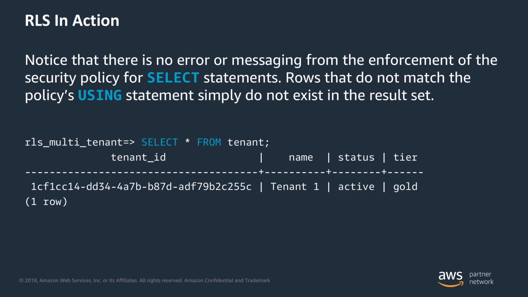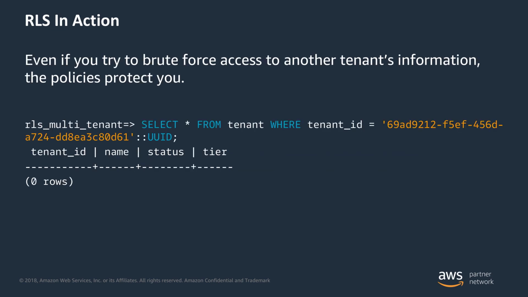It doesn't tell you that you didn't get to see some number of rows that didn't match your policy. It doesn't refer to the policy in any way. Rows that don't match the using statement simply don't exist in the result set. And even if you understood what was going on and were able, through SQL injection or some sort of hack, to explicitly ask for another tenant's data while logged in as tenant 1, here we are explicitly asking for all the rows from our tenant table that are owned by the ID for tenant 2, you'll see that you get 0 rows. The security policy is going to protect you.